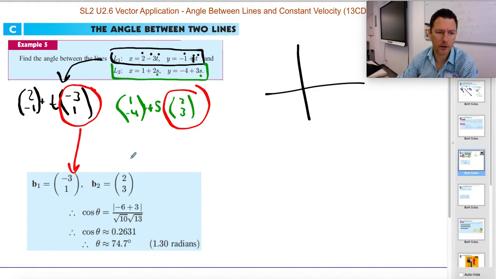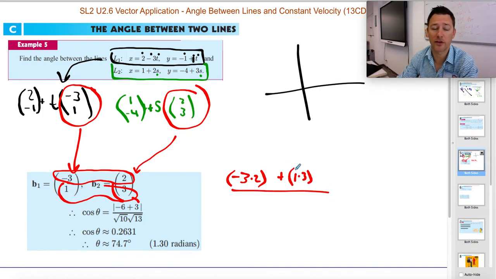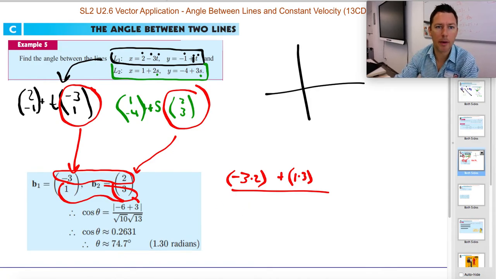So these are our 2 direction vectors, and we can just use the equation that we've been using before, which is the dot product divided by the product of the magnitudes. So this is the dot product. It's -3 times 2, plus 1 times 3. Make the sound effects if you like. And then over the magnitudes of each vector.